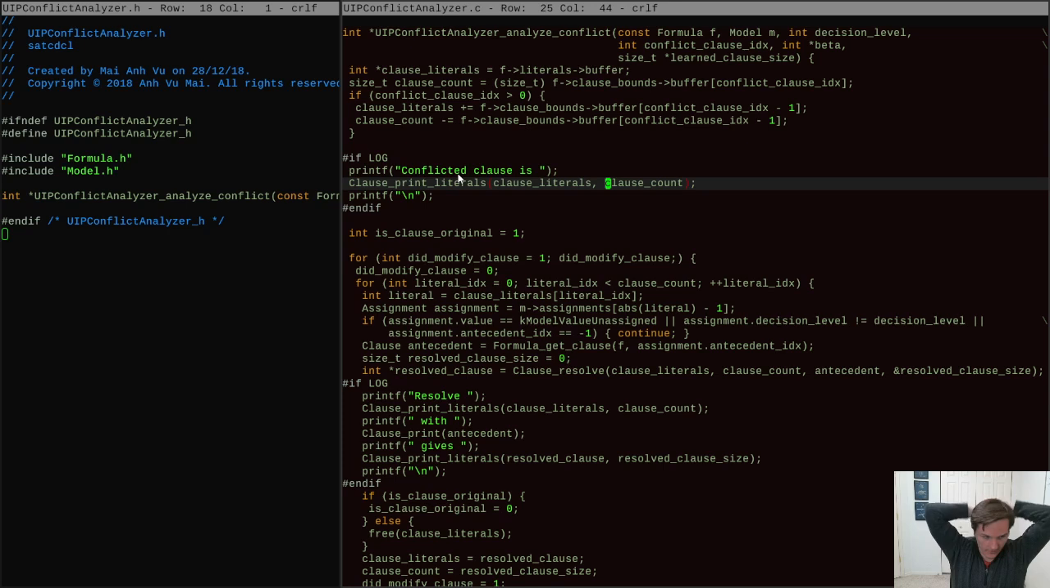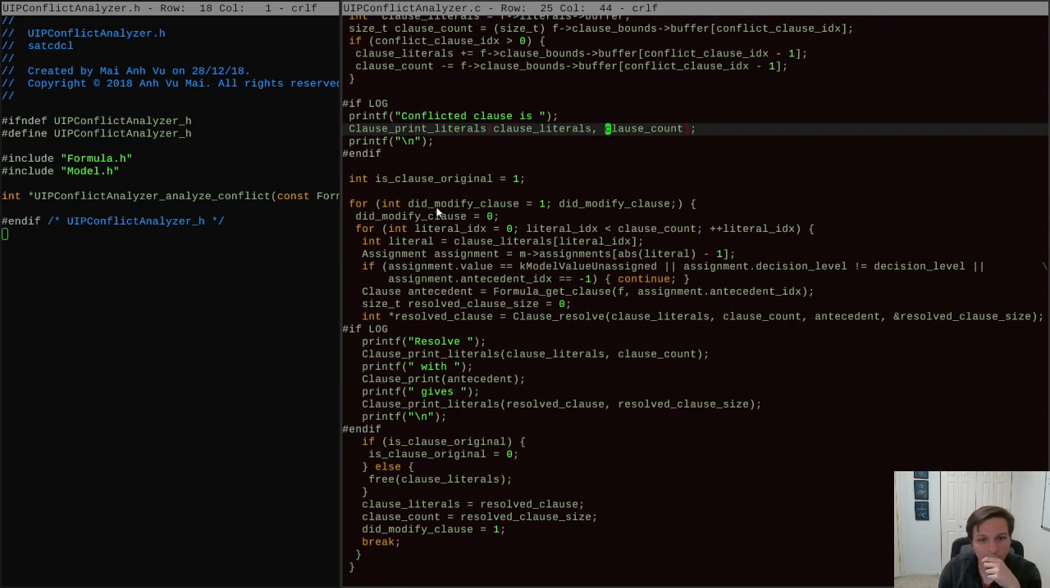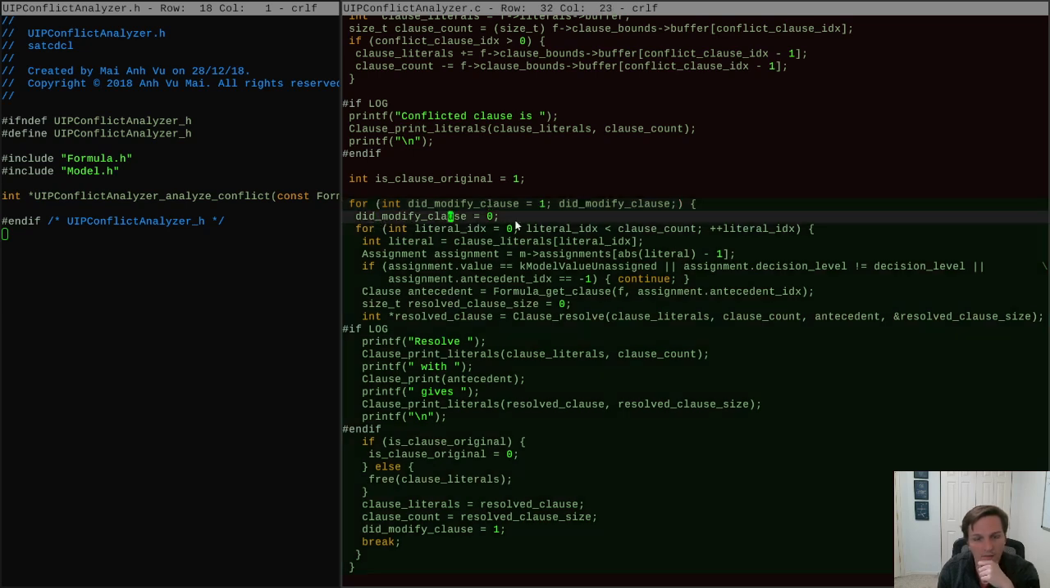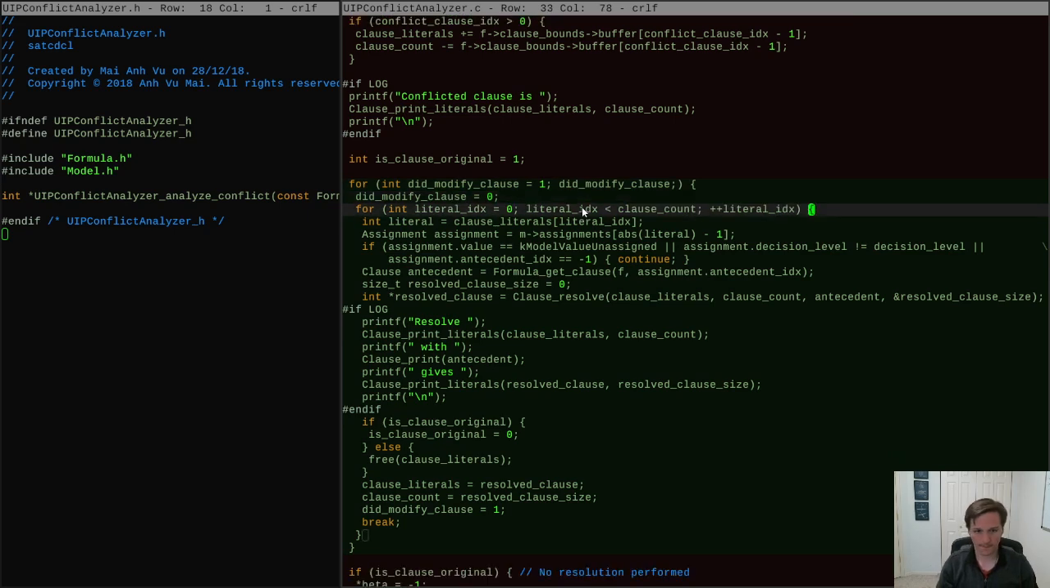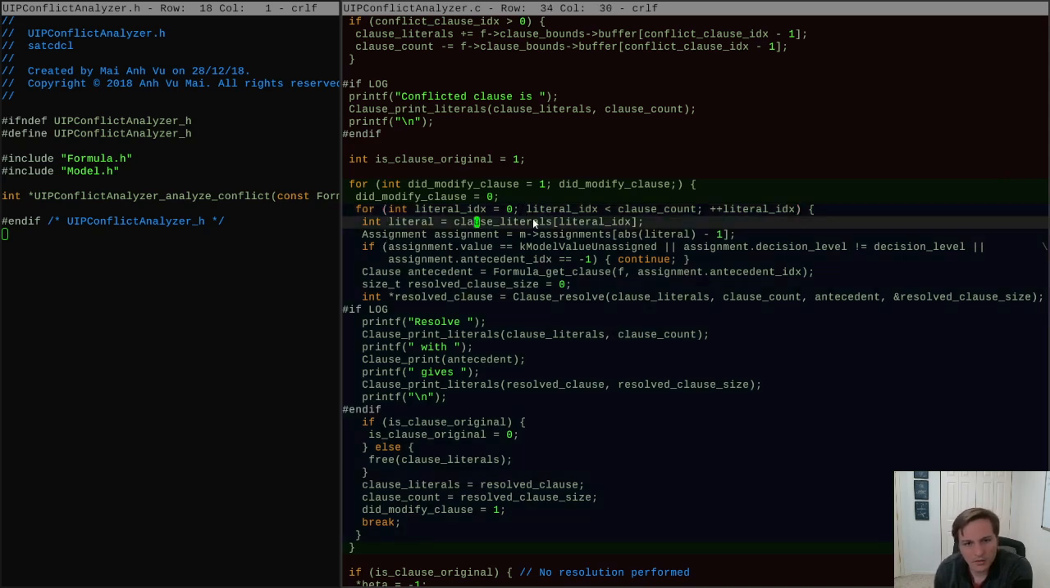This is the neat part, you say. I'm excited then. Did modify clause equals 1, while we did modify clause equals 0. Okay. Literal index equals 0. So we're iterating the literals of the conflict clause. Literal equals clause literals literal index.